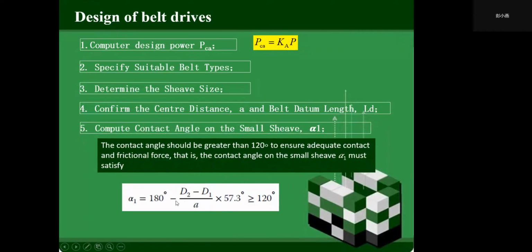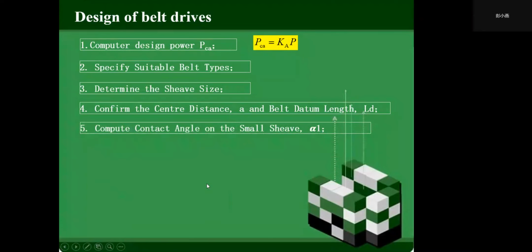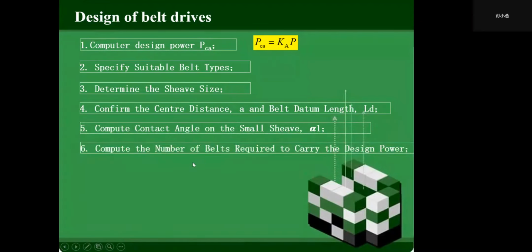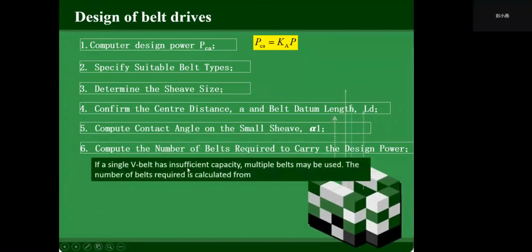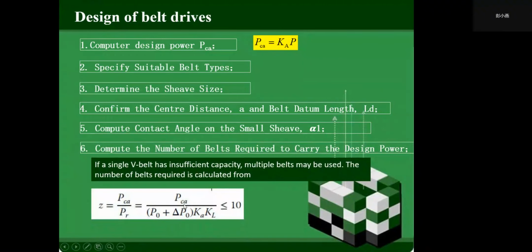And using this equation, we can check whether the selection of center distance is acceptable or not. And then compute the number of belts required to carry the design power. If a single wheel belt has insufficient capacity, multi-belt may be used. The number of belts required is calculated from this.